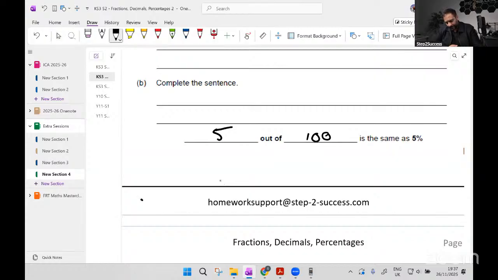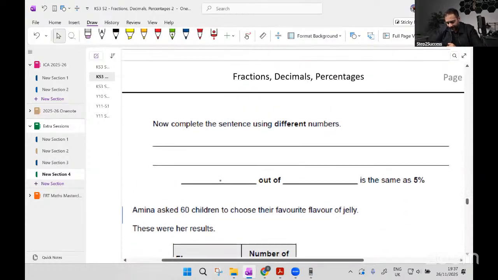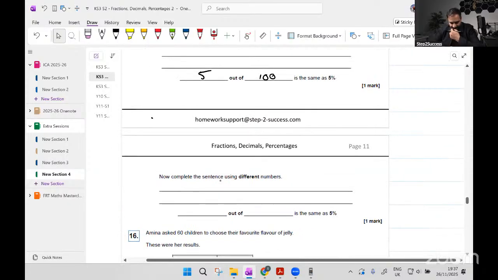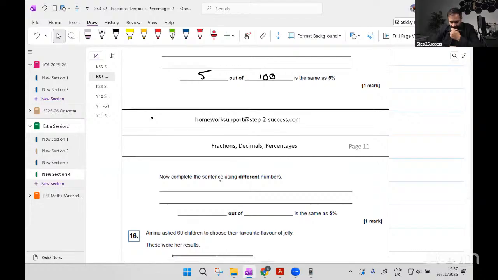Okay, now complete the sentence using different numbers. Oh, okay, fine. Well, since I've done 5 out of 100, could I not just double everything and do 10 out of 200? That'll be the same as 5% as well. That works.